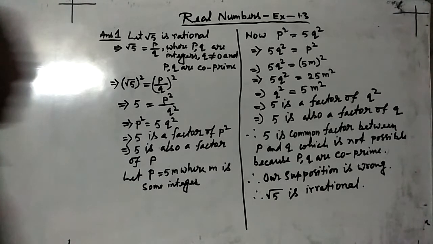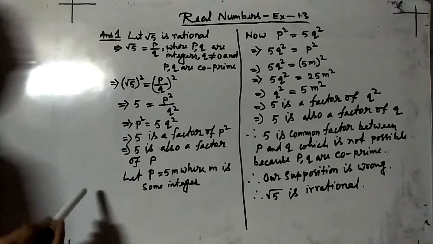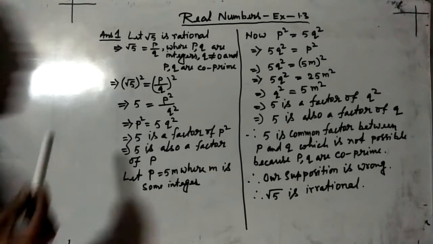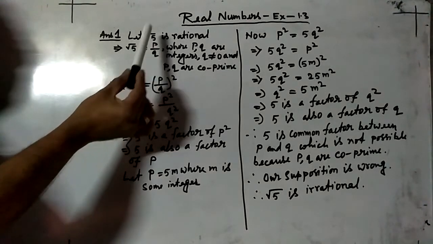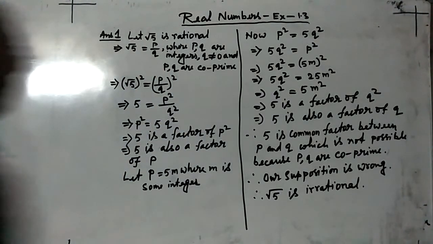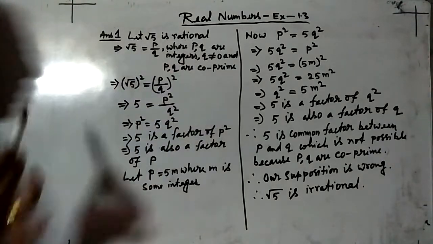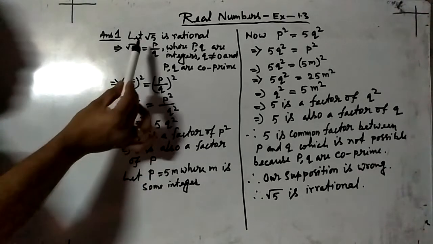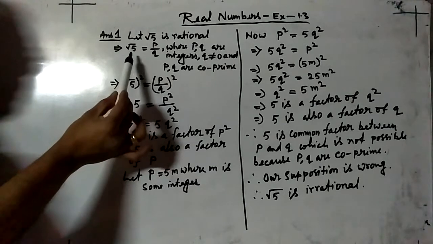So the first question is: prove that root 5 is irrational, right? If we want to prove root 5 is irrational, here we'll bring contradiction, and through contradiction we'll prove root 5 is an irrational number. So first we'll consider, let root 5 be rational. That means we are considering root 5 is rational, right? If we consider root 5 is rational, then what will happen?